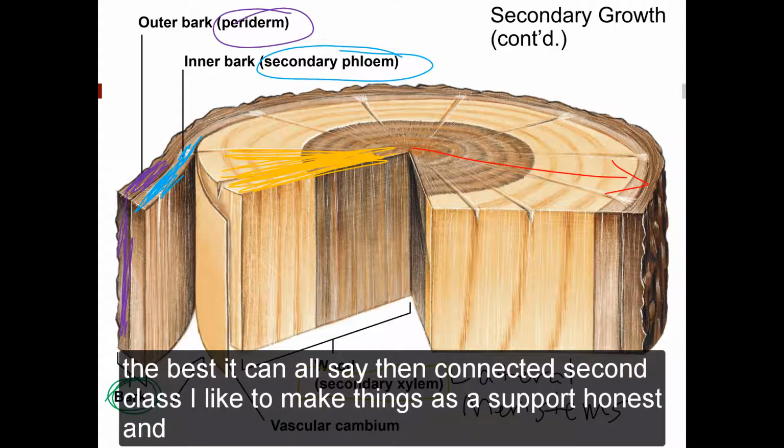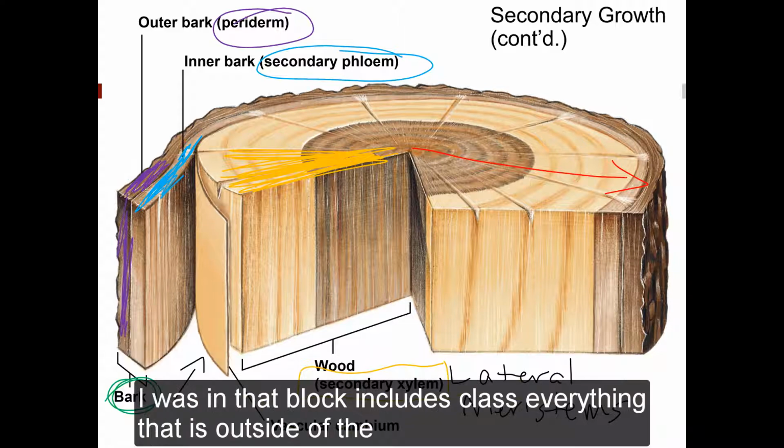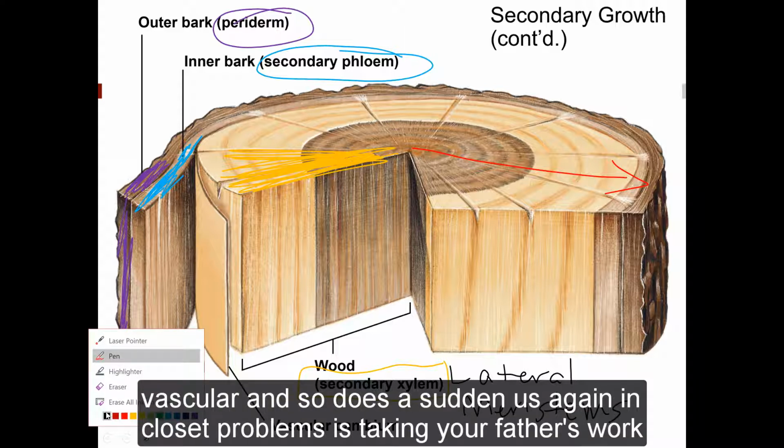I'll say it again. To make it simpler, and I like to make things simpler to understand, I would say that bark includes everything that is outside of the vascular cambium. So if it's outside the vascular cambium, for our purposes, it can be referred to as bark.